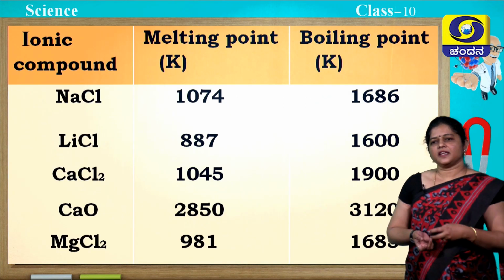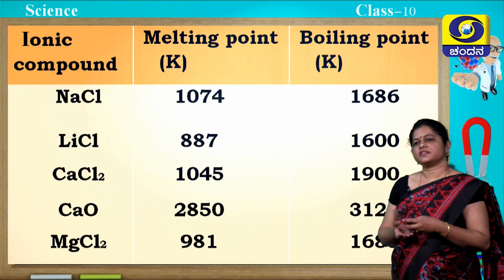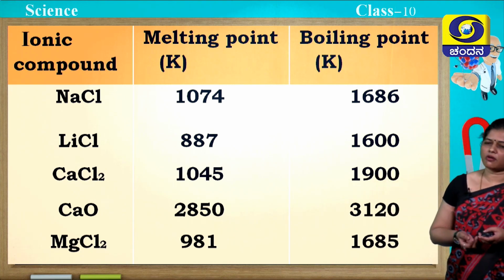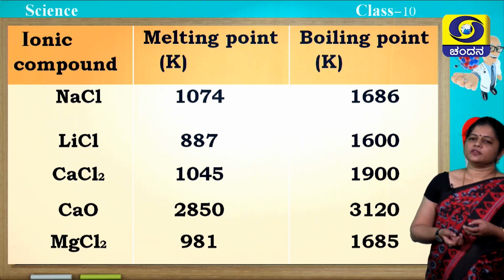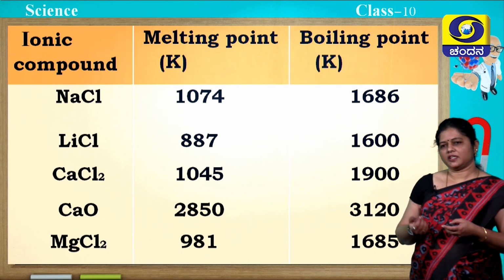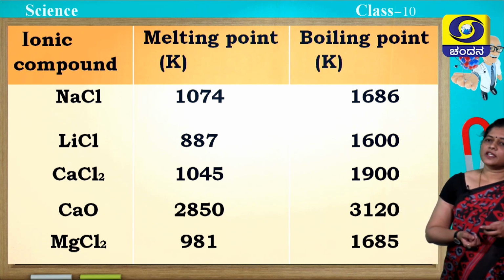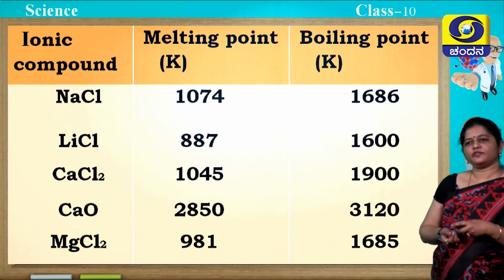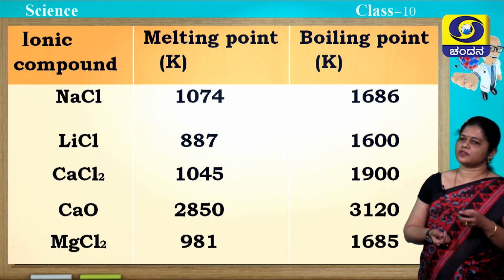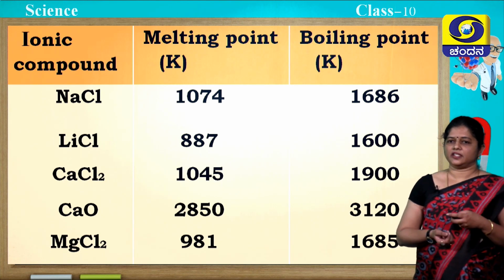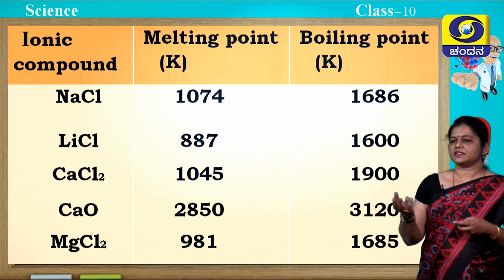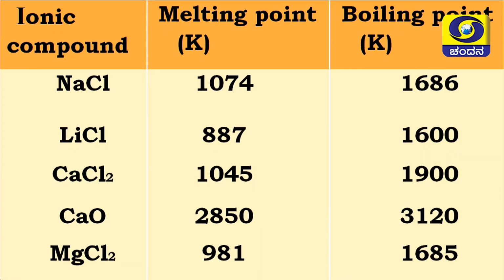Now you can see a comparative table here which shows the melting and boiling points of few ionic compounds: sodium chloride, lithium chloride, calcium oxide and magnesium chloride. Sodium chloride has a melting point of 1074 Kelvin, whereas a boiling point of 1686 Kelvin. Whereas lithium chloride, you can see here, the melting and boiling points of all the ionic compounds are very high. Lithium chloride has 887 Kelvin melting point and 1600 Kelvin boiling point.